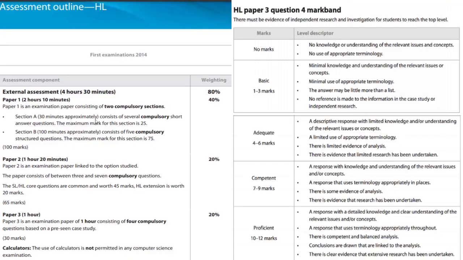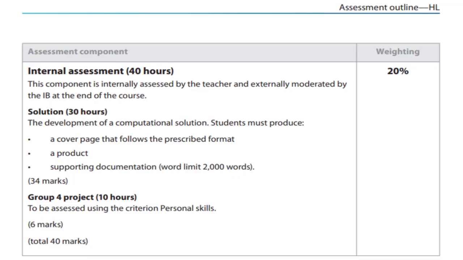For paper 3, this is question 4, the marking band for question 4. As we can see, for being proficient, that means 10 to 12 marks. We need to have a detailed response that shows the various relevant issues, the understanding of the relevant issues. It uses terminology and it has a balanced analysis and so on. As you can see, this is for the IA, the 20% weightage.